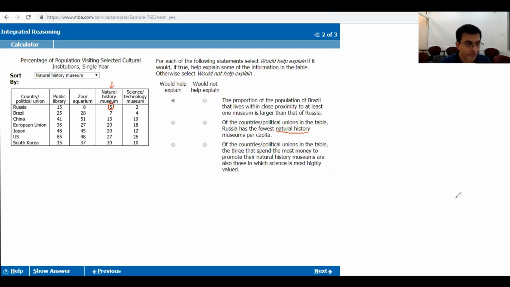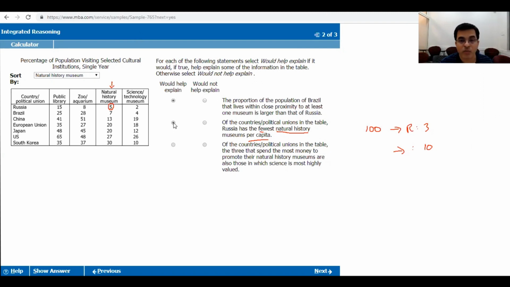It would help explain, because when you say fewest per capita, it means per person they have the fewest museums. What it means is that for every 100 people, if in Russia it is say 3 museums, then in the US it could have been maybe 10 museums or so. And if that is the case, the chances that more people are likely to go as a percentage to a museum automatically improve.